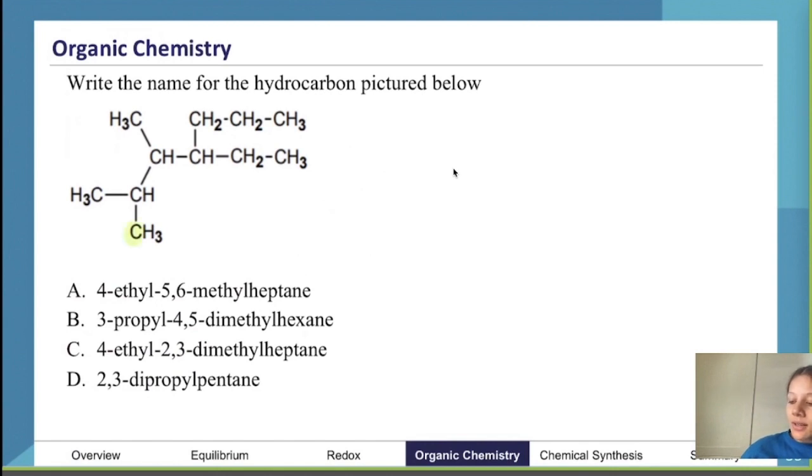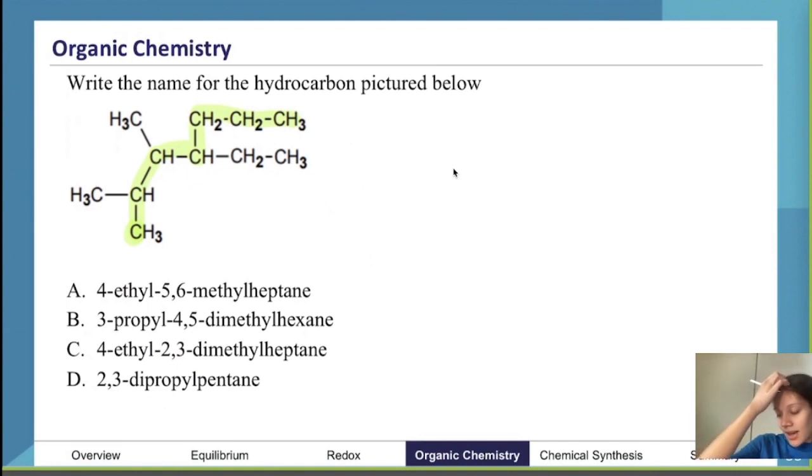If we start down here, go 1, 2, 3, 4, 5, 6, 7. I think that's going to be our longest one because this one down here, 1, 2, 3, 4, 5, 6 is only 6. So that way, our longest chain is from there to there.